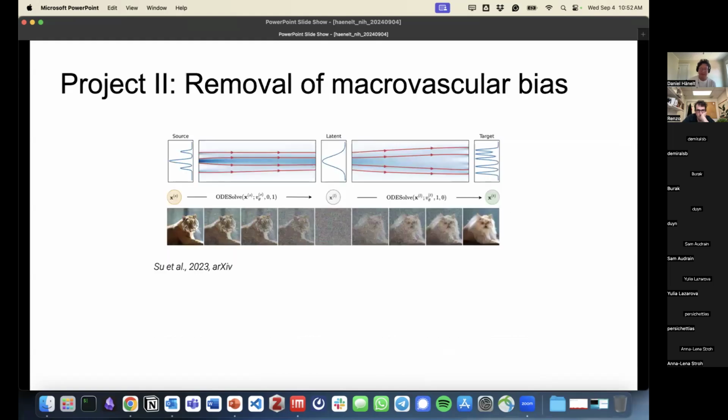And for the second project, we haven't acquired much data so far, so it's mainly an outline of the project. We know that for generation tasks, diffusion models are very good and very popular. So we thought that we can use a diffusion model, which here I present as a dual diffusion model, to remove macrovascular biases from BOLD fMRI data.